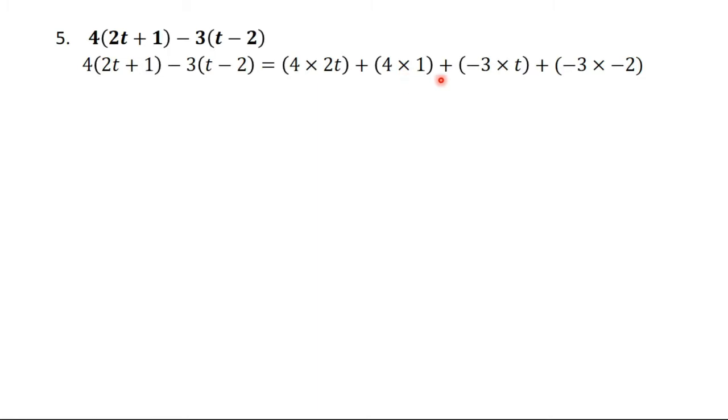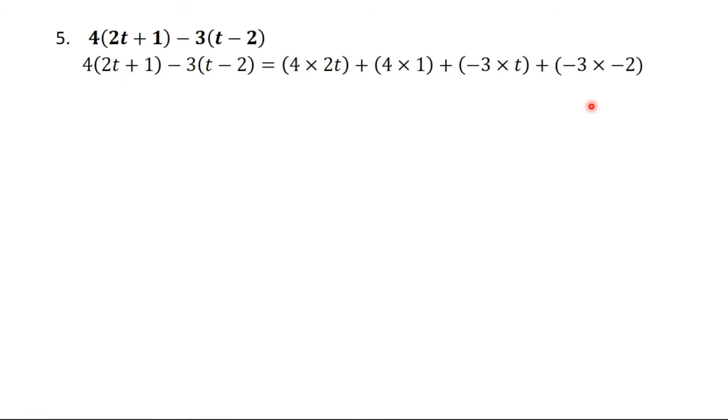Then plus, remember that we always bring the positive sign, so plus. Now you come to what is in the second bracket. What is outside the bracket is minus 3, so minus 3 will multiply the first term in the bracket, so minus 3 times t. So we are going to get 4 times 2t in one bracket plus 4 times 1 in one bracket, then plus minus 3 times t in one bracket. Then we bring the plus again and you open another bracket, minus 3 times minus 2. So you distribute what is outside the bracket over what is inside the bracket.